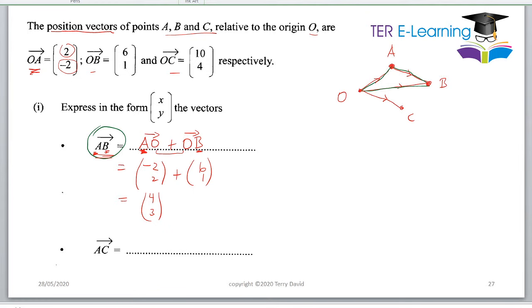All right, I'm not trying to complicate your life. I'm just trying to make your life as easy as possible. Some teachers may teach this differently. This is just how I do it. So the first thing, from my diagram, I can see that AB is equal to AO plus OB. I can figure out what the vector AO is. It's in the opposite direction to OA, which is minus 2, 2. And then you already know the vector OB, so we just add those two numbers.